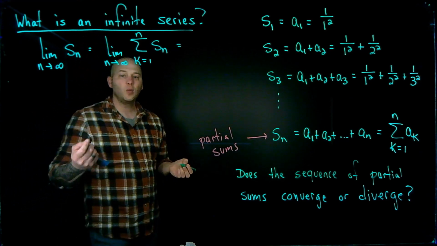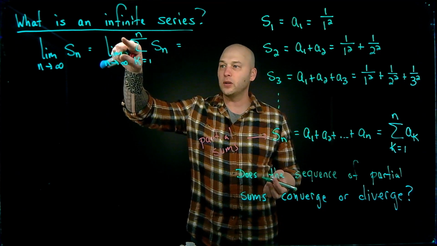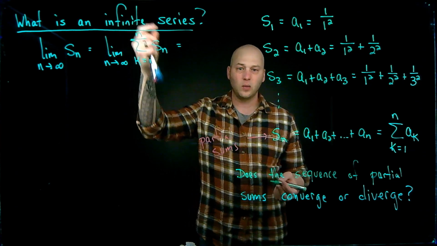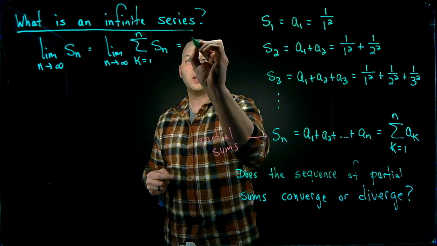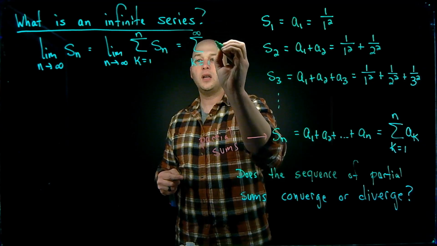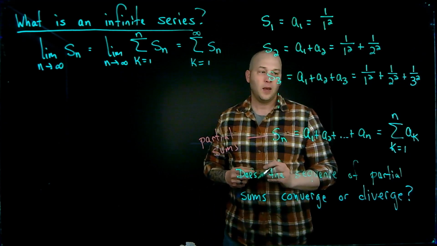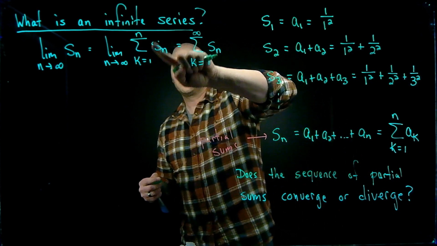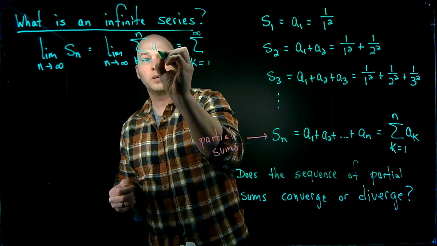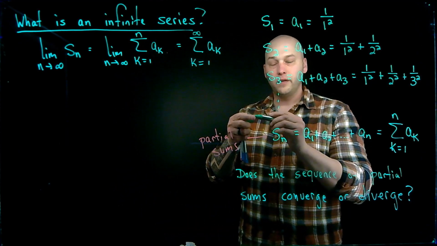And then symbolically what we do is we say, since n goes to infinity, within the summation I'm going to drop the limit notation and replace the upper index value with an infinity symbol. So this would be equal to the sum from k equals 1 to infinity of A sub k. My apologies there. And this right here is called an infinite series.